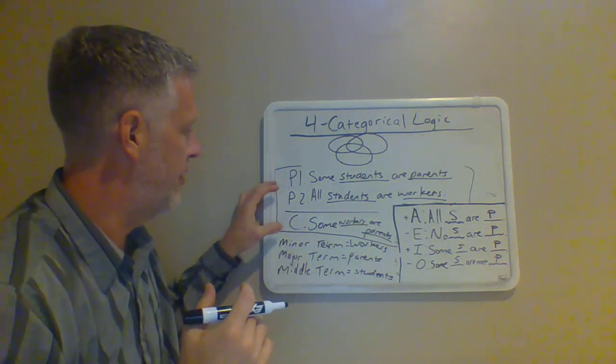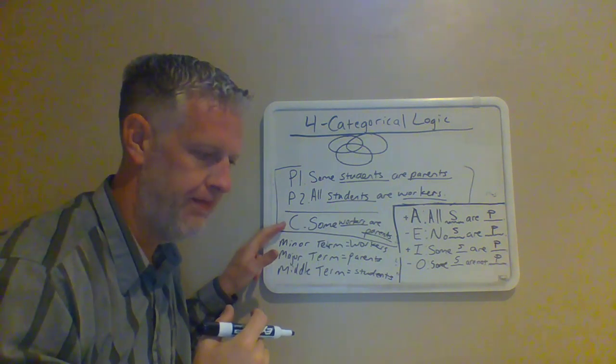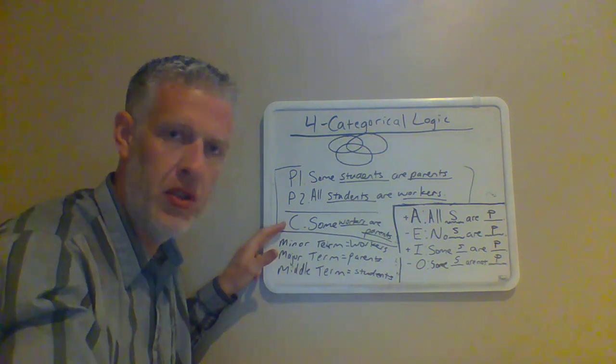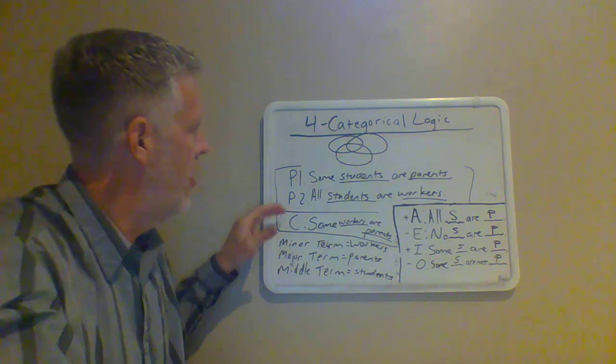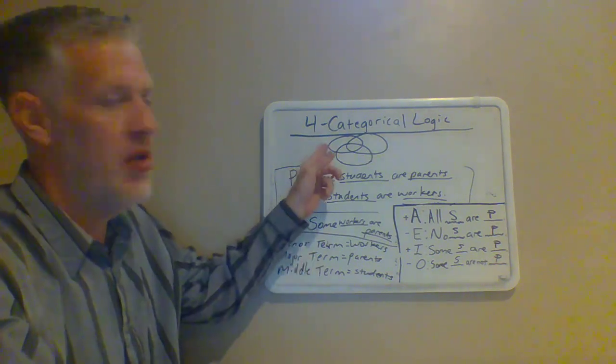And when you go to diagram a categorical syllogism, again, start with the conclusion, okay? This I spell out in the middle of slide 17. So the minor term is going to go to the top left.